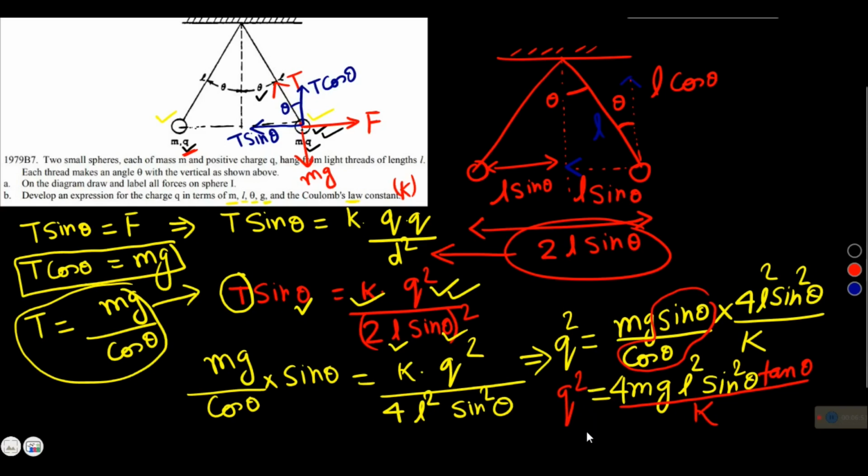So from this we can also find the value of q. We can write the expression for q also.